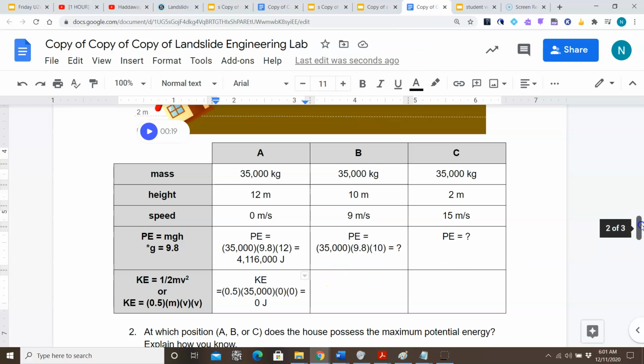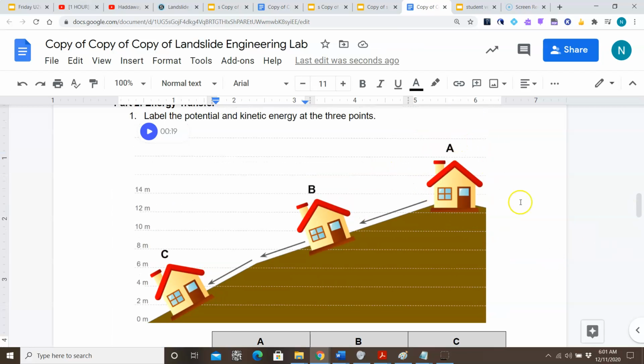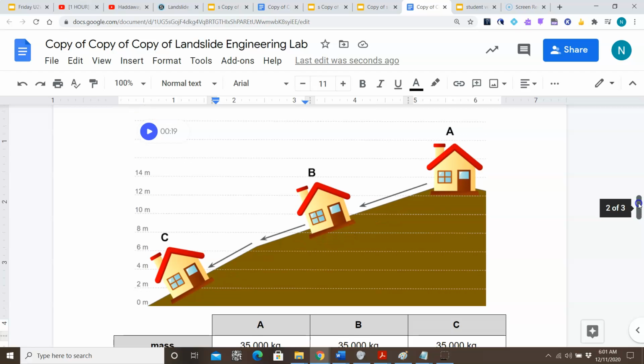And that makes sense because at part A, the house is not moving, it's standing still. And we know kinetic energy is the energy of movement. So if the house is not moving, it doesn't have any kinetic energy.